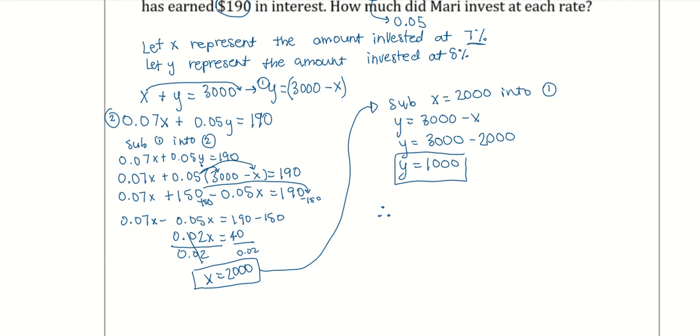Okay, so now we can create our therefore statement. We said x represented the amount invested at 7%, and we are saying that x is equal to 2,000. So we can say therefore $2,000 was invested at 7%. And we found that y is equal to 1,000, and we said that y represents the amount invested at 5%. So we can say and $1,000 was invested at 5%.